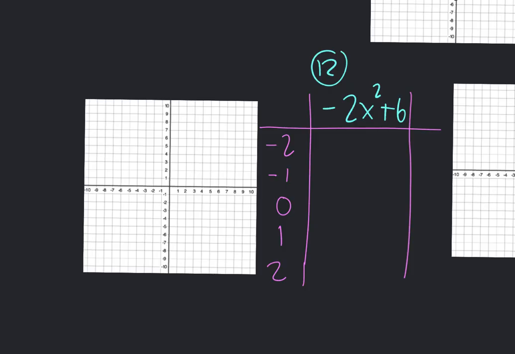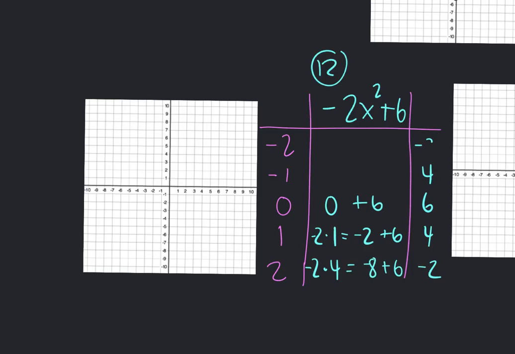Okay, question 12. 0 times anything is still 0, plus 6. 1 times 1 times negative 2, plus 6. 2 times 2 times negative 2, plus 6. So this will match and that will match. 0, 6, 1, 4, 2, negative 2.